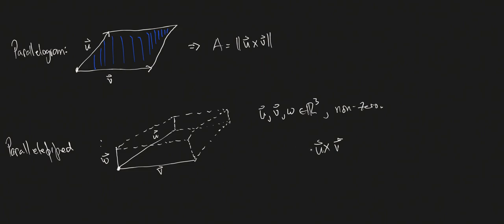Well, that's where the dot product comes in. So basically, if I take u cross v dotted with w, this is now going to give me a scalar, because the cross product is a vector, and w is another vector, and then I am doing the dot product. The only other thing that we have to be careful of is that when I do the dot product, my answer might be negative.